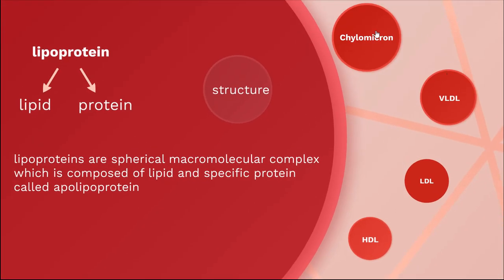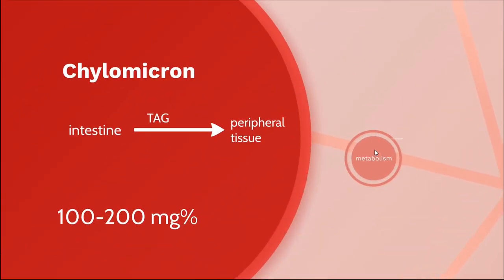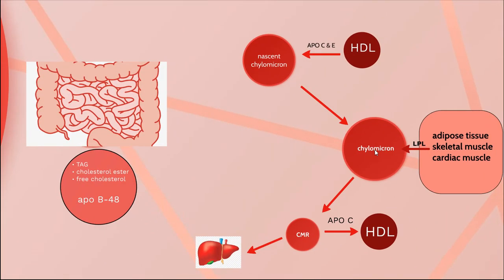Now let's discuss the metabolism of individual lipoproteins. First comes chylomicron. If you have watched our video about lipid digestion and absorption, you might remember that the end products of lipid digestion in the intestine interact with an apoprotein called ApoB48 and assemble themselves into chylomicron, which is secreted into the circulation via the lymphatic system. So this is the nascent chylomicron in the circulation. This is called nascent because it's not matured. It needs more apoproteins to be fully matured.